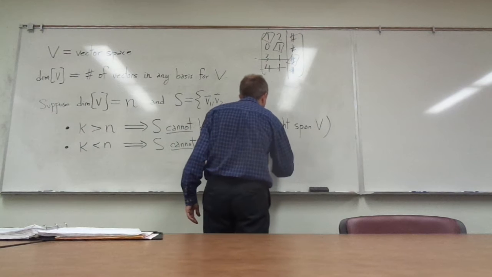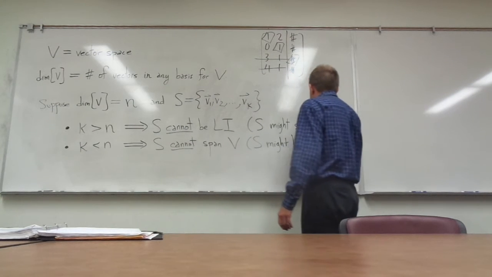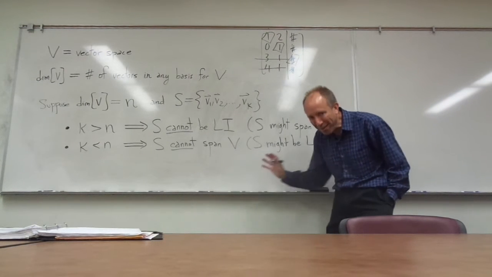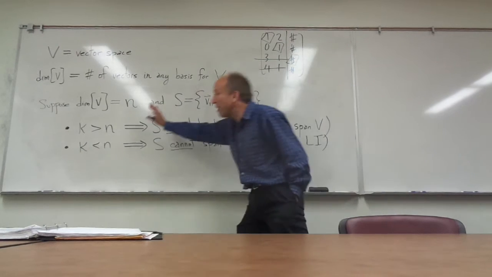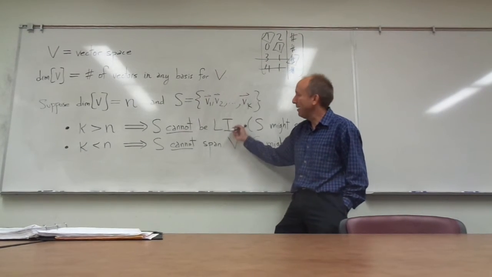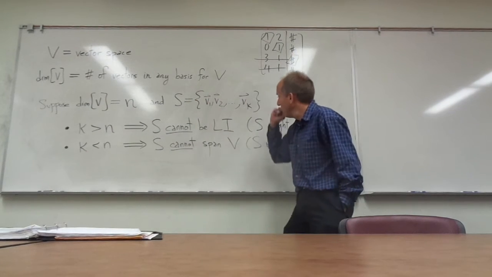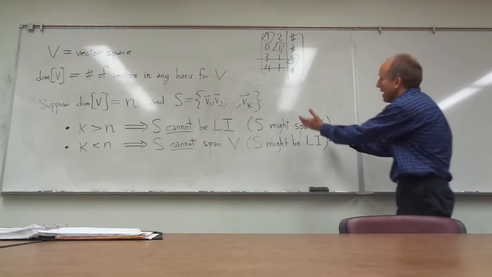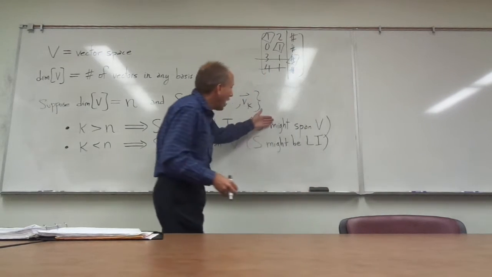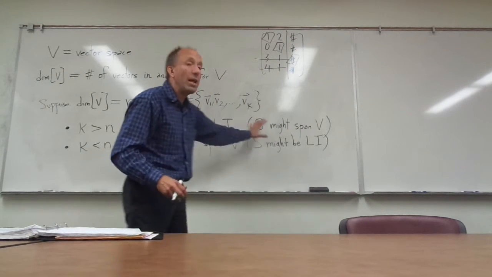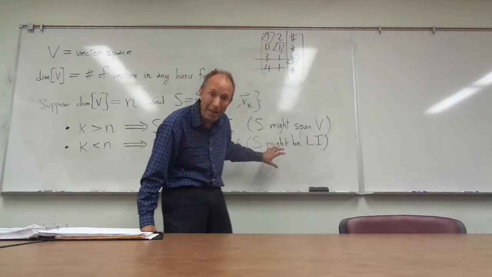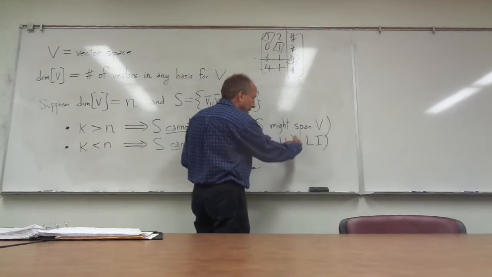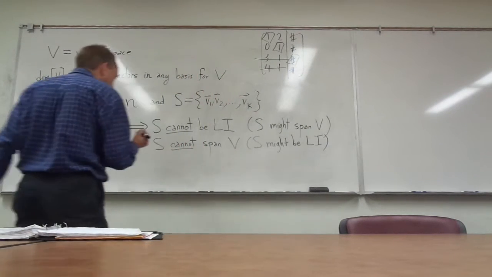And S might be linearly independent. No guarantees. There's no way to get a fast yes out of this one. If you have too many vectors, the set won't be linearly independent. If you don't have enough vectors, they won't be able to span V. That's what we can say for sure. But as to whether the opposite property is true or not, we would have to do more work. We would have to actually row reduce the matrix and follow the pivots and the free variables to see whether we have a spanning set or a linearly independent set in those two cases.